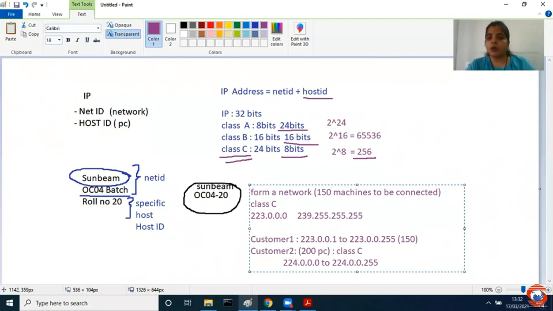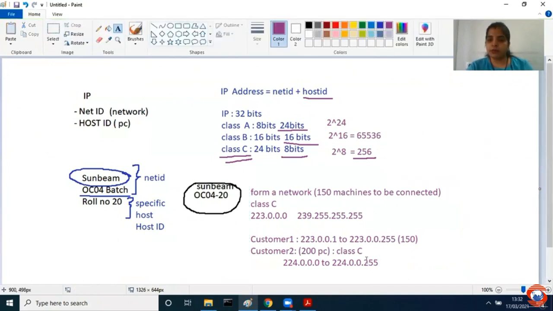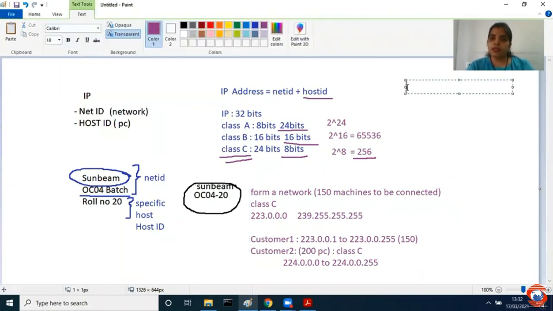Are you understanding how that person can give me the IP addresses? But now I'm saying my number of machines that I need to connect is 500. अब 500 के लिए मैं कौन सी क्लास के लिए जाऊंगी? Obviously, I will go for class B. फिर से मेरा सर्विस प्रोवाइडर जो मुझे आईपी एड्रेस देगा वो क्लास B के रेंज में से ही देगा. Are you getting the things now? What is host ID and the network ID?